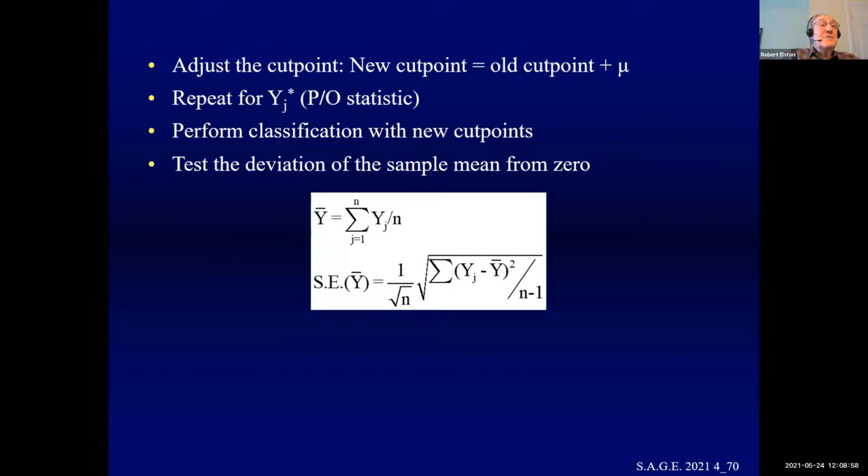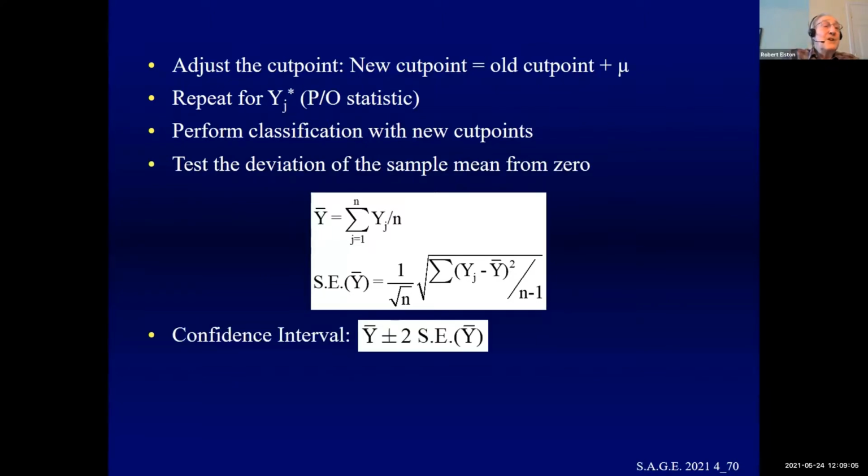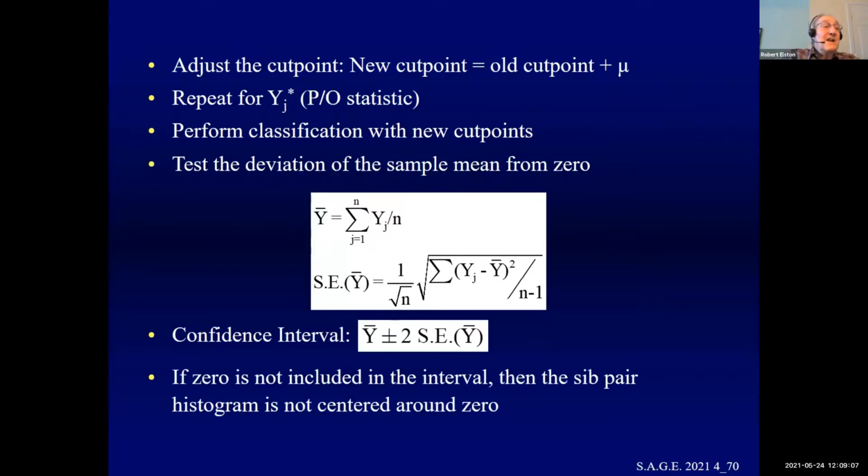And you can test whether the mean is in fact the same as it was before, and you get a confidence interval. And if 0 is not included in the interval, then the SIB pair histogram is not centered around 0. But as we saw on the first day, it might be significantly different, but it may not have big effect on these statistics.